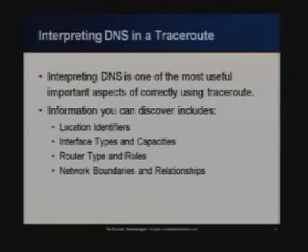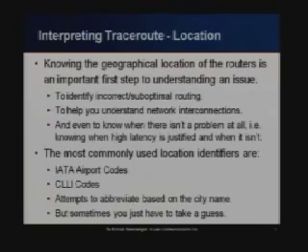Is this a core router? Is this an edge peering router? Is this a customer aggregation router? Or whatever the case may be. And then a lot of times you want to figure out where the network boundaries are and the relationships. So you want to know when you cross between Global Crossing and Sprint, and you want to maybe figure out that that's a peer versus a transit relationship or something like that.